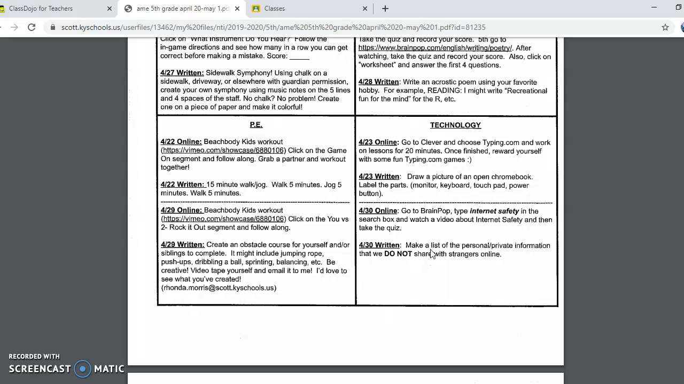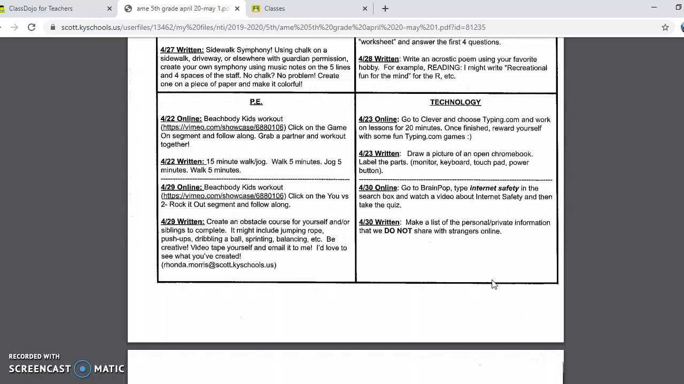For technology for Miss Bailey, she'll want you to go to Brain Pop, type internet safety in the search box, and watch a video about internet safety and take the quiz. Or make a list of personal private information that you should not share with strangers online.